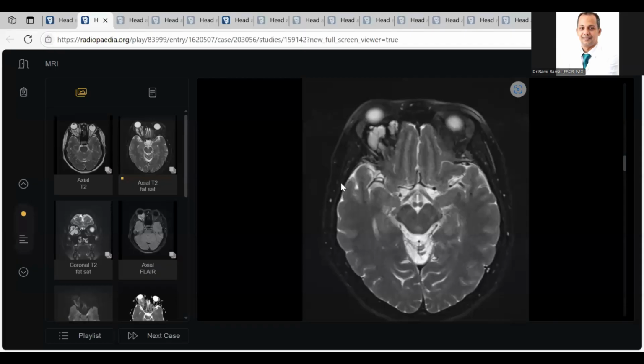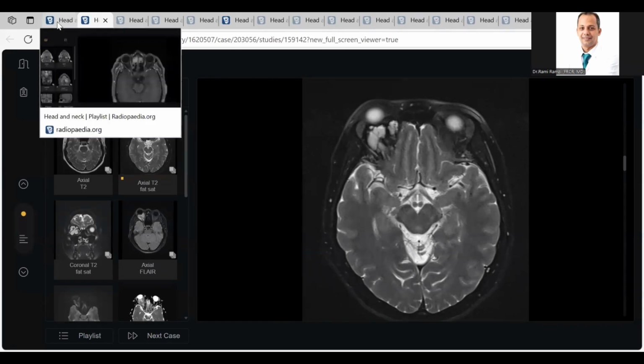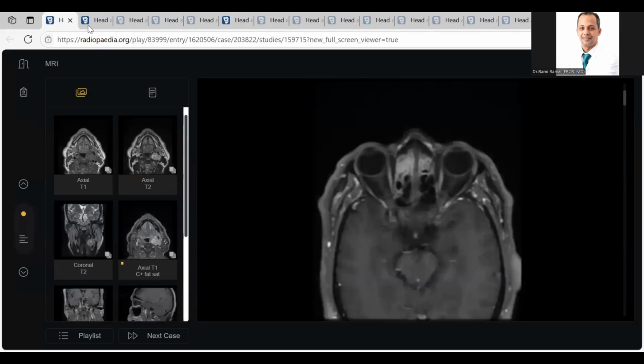It's causing some pressure. Here there is something: a hypointense ring around this abnormal signal area. Okay, don't worry about it. Let's see the next case.